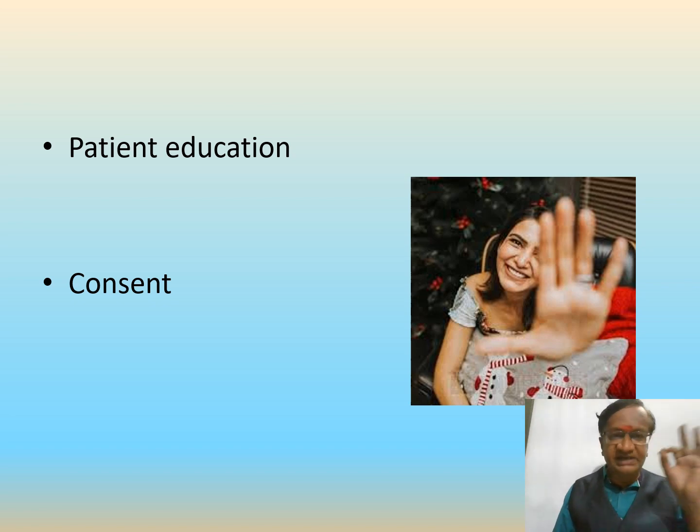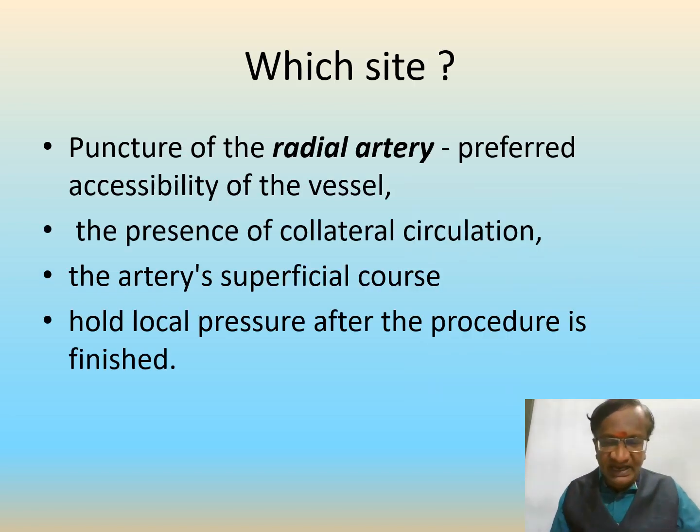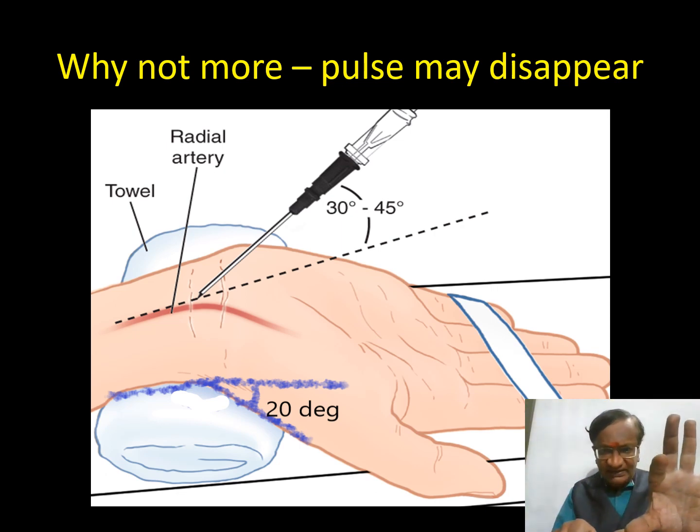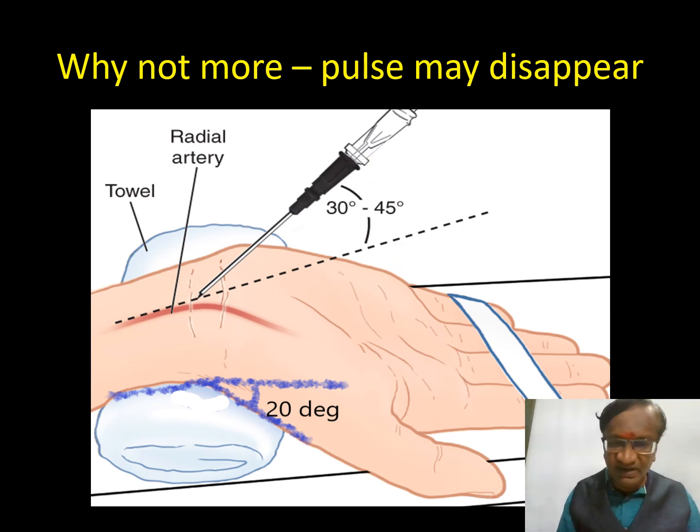We have to give the patient education and take consent for the same. Puncture the radial artery: there is collateral circulation, the artery has a superficial course, and you can hold local pressure. All these things make the radial artery the choice. I am going to tell again how to puncture the radial artery in another slide, on arterial cannulation. Why not more? We have to angle like this because the pulse may disappear if you keep more than 20 degrees. Keep a small bag here, and puncture at 35 to 40 degrees. Then you will get the blood flow.